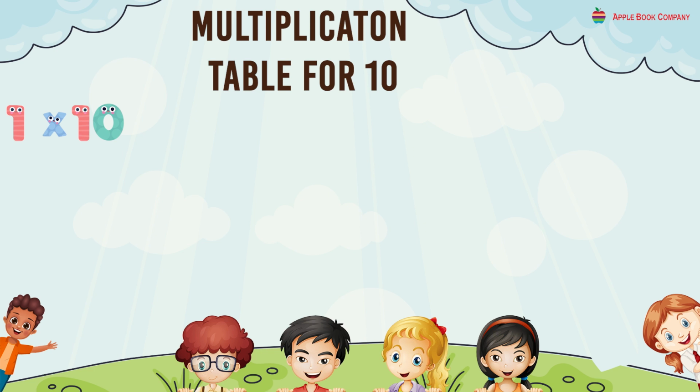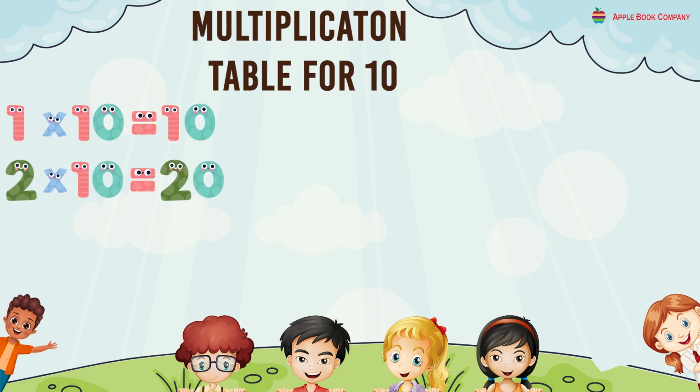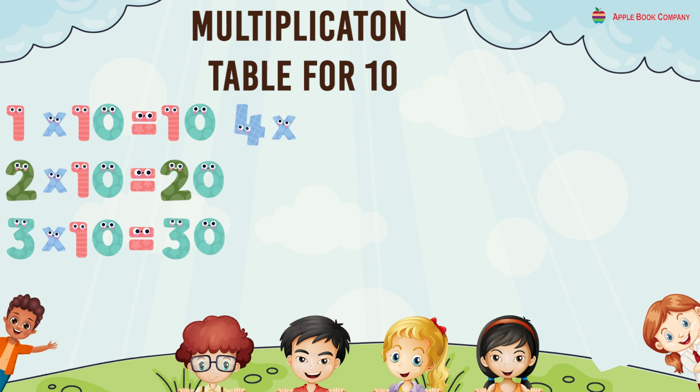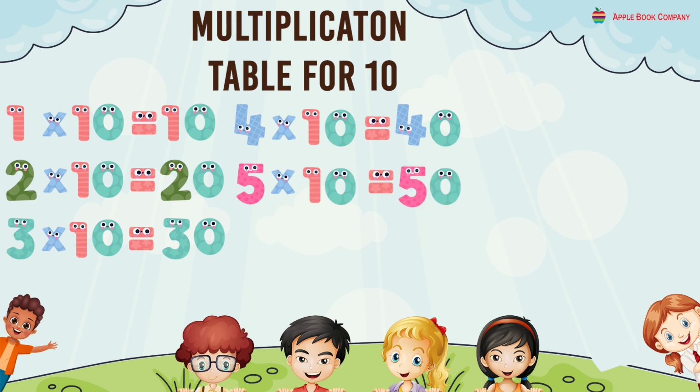1 multiplied by 10 is 10. 2 multiplied by 10 is 20. 3 multiplied by 10 is 30. 4 multiplied by 10 is 40. 5 multiplied by 10 is 50.